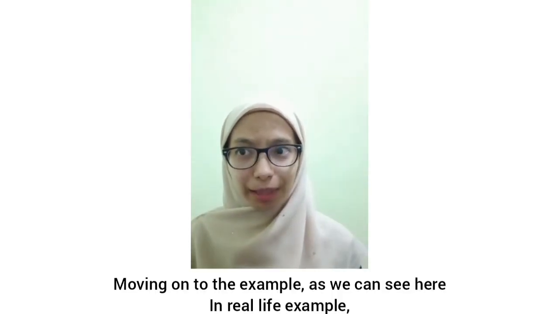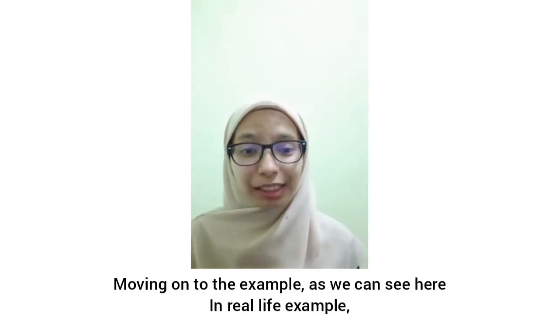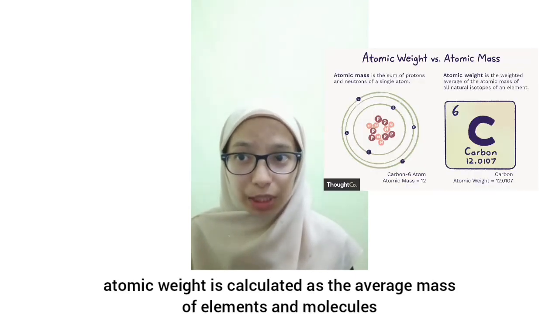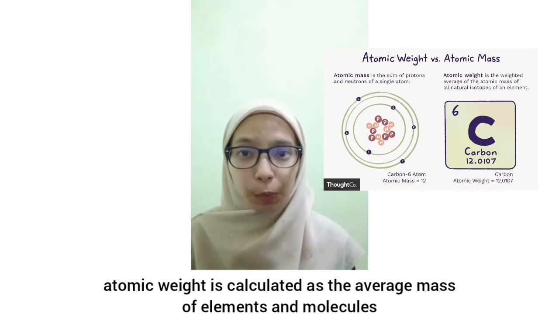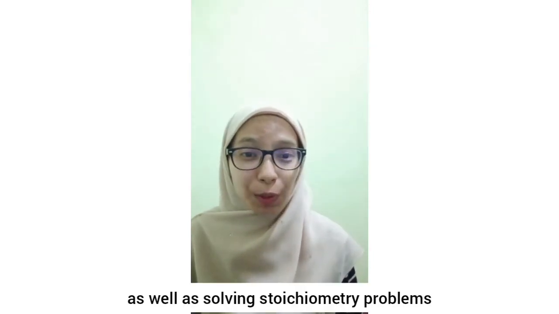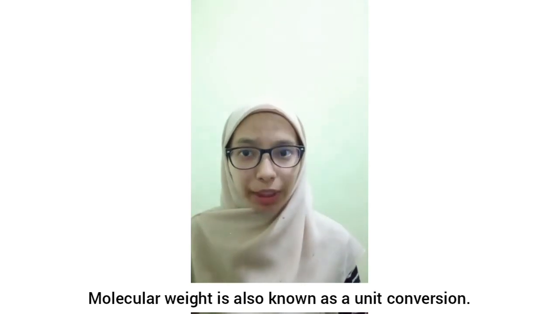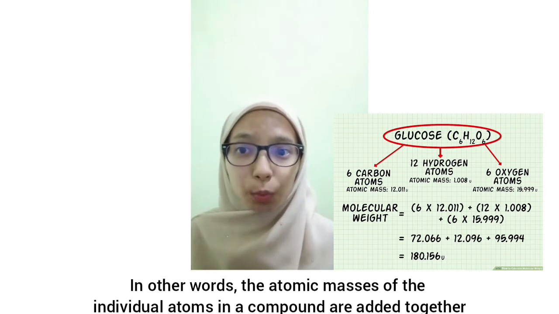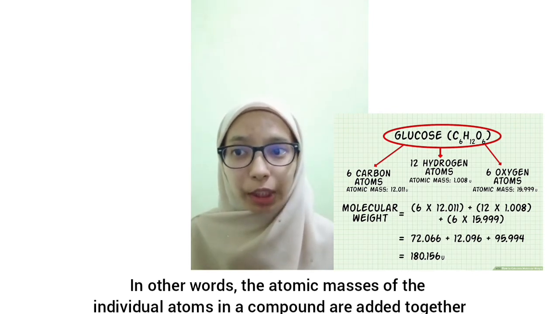Moving on to the examples, as we can see here, in real-life examples, atomic weight is calculated as the average mass of elements and molecules, as well as for solving stoichiometric problems. Molecular weight is also known as a unit conversion. The total amount of protons and neutrons in a substance is the molecular weight. In other words, the atomic masses of the individual atoms in a compound are added together.